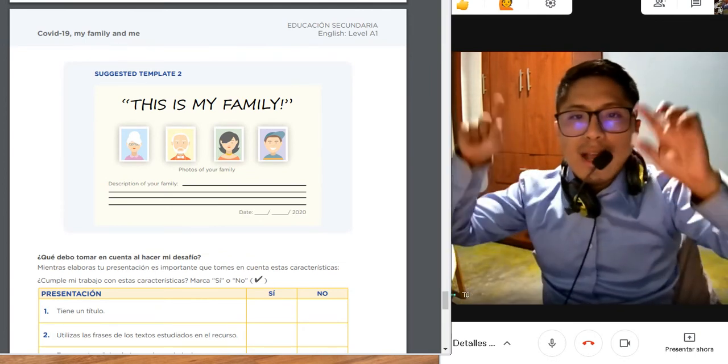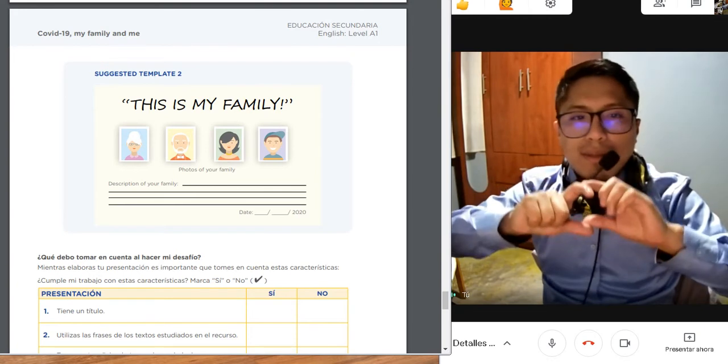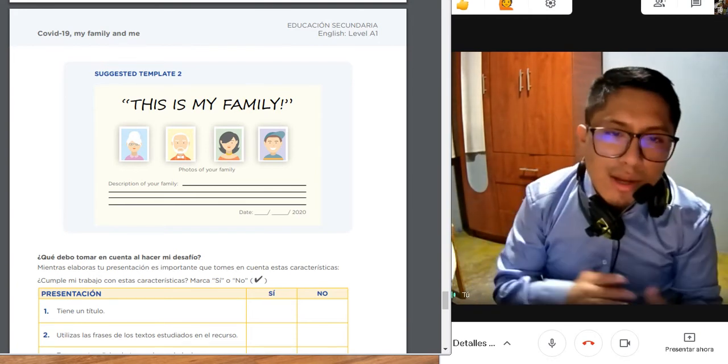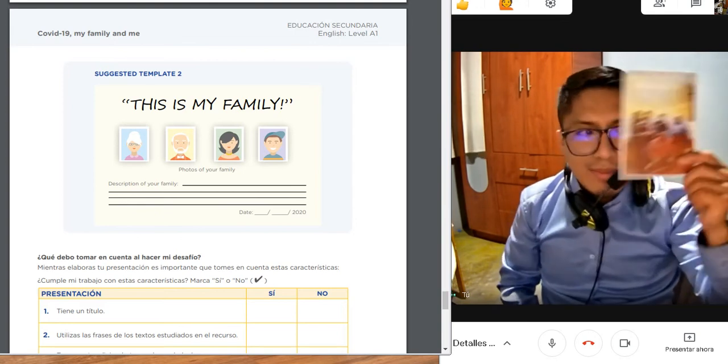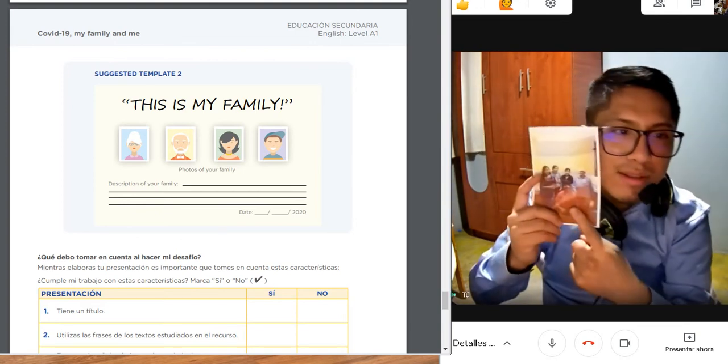Puedes poner a cada miembro de la familia y haces una descripción corta. Y la otra opción es la siguiente. En un video, pues, corto nada más, puedes mostrar una foto de tu familia y describir, ¿no?